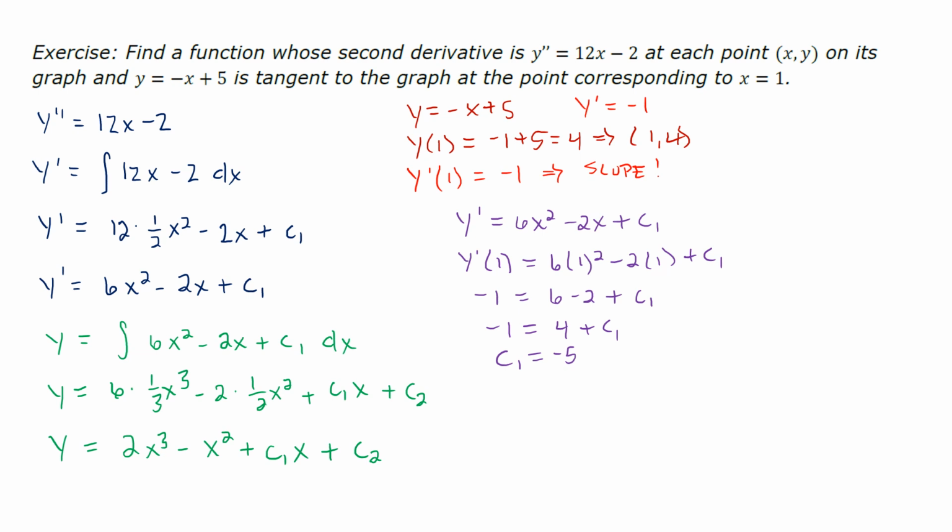Okay, so now we know that y prime is going to be 6x squared minus 2x minus 5. Okay, and we can enter in 5 into our function as well. And we're now going to use that function equation to help us find the constant C2.